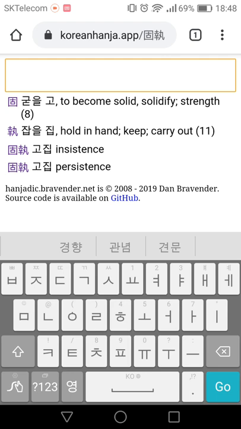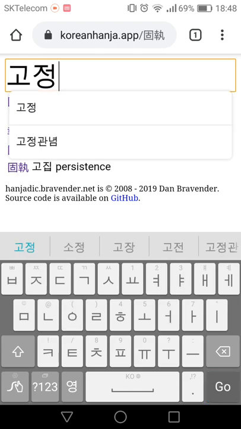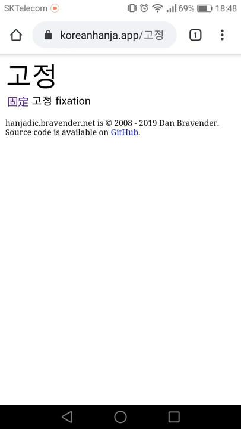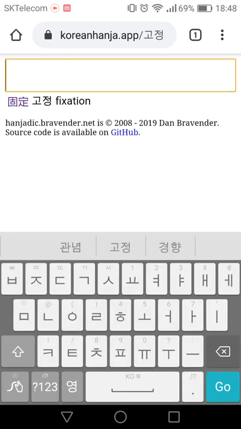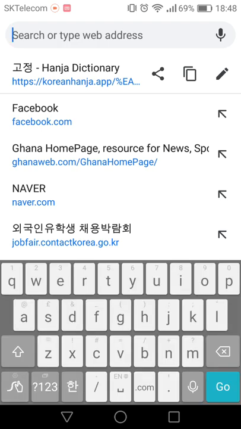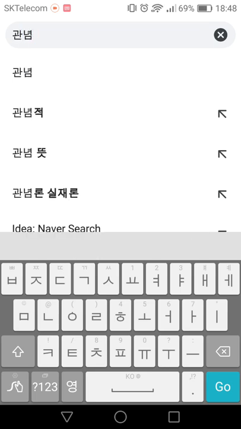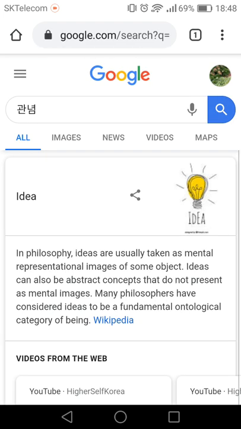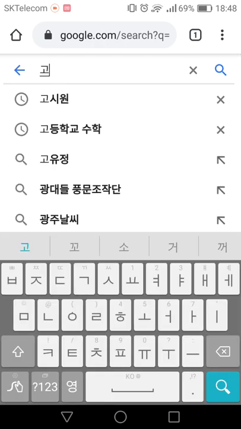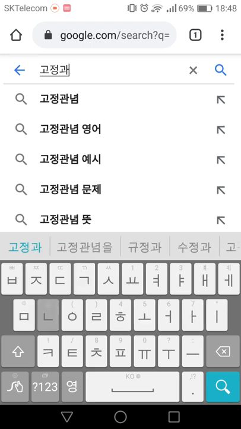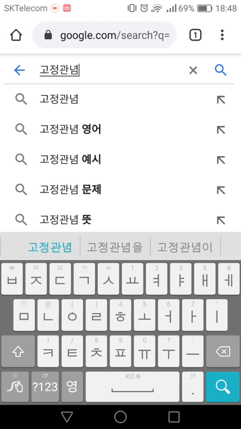But before the last word, I want to tell you something about the first word, which is ko chong. Something about ko chong, which is fixed, right? This word is used very often in a topic word called kyongnyom. Kyongnyom simply means idea. So if you see a word like ko chong kyongnyom, can you guess the meaning? I'm sure you'd have guessed it. Ko chong means fixed and kyongnyom means idea.